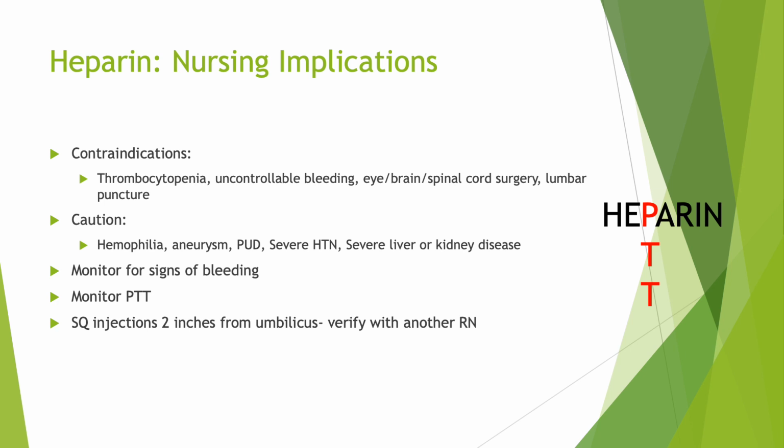And we should still be very careful and avoid using heparin in patients who have a risk for bleeding or a risk for hemorrhagic stroke, so severe hypertension or an aneurysm. And also because heparin is metabolized in the liver and excreted by the kidneys, we should be very cautious in patients who have liver or kidney disease.